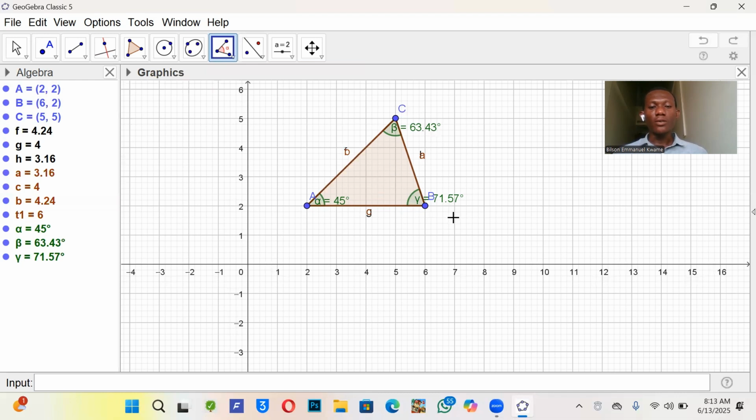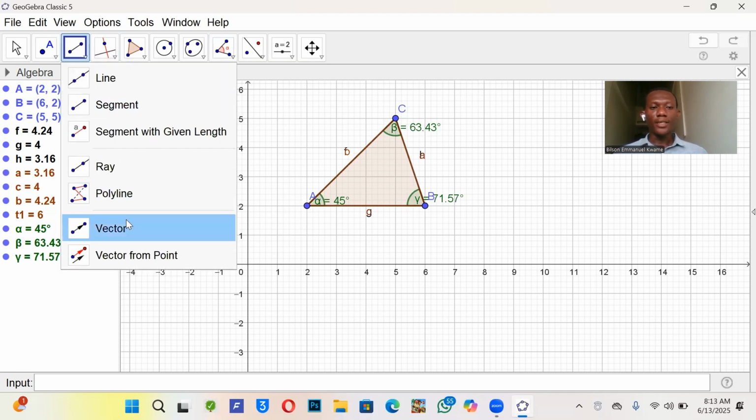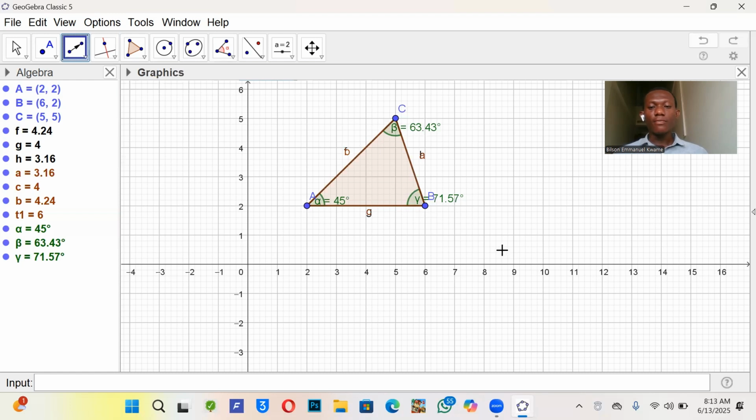We want to clone this triangle. The first method of cloning a triangle is by using a vector, right? So we come here, then we select our vector. After selecting our vector, you point to any part of your graphics, right? Then you tap and you stretch, then you tap. We've created a vector. That is the vector U.